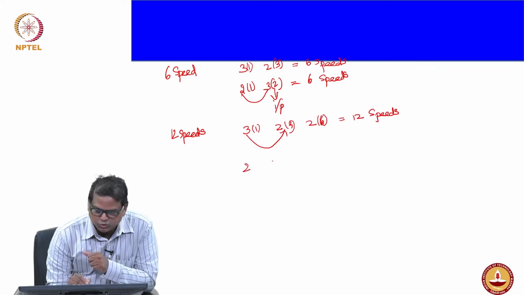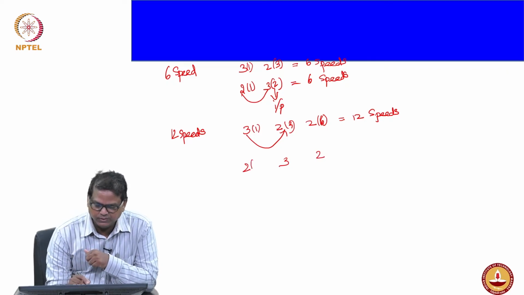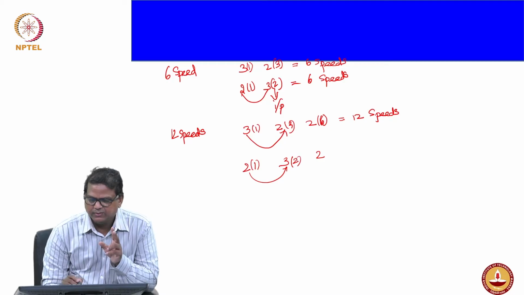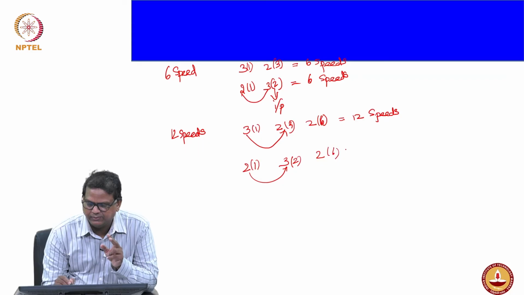How about 2, 3 and 2? How do you arrange it? How do we arrange? So, 1 input speed, 2 output. So, that should give me 2 output speeds. It goes here to the second stage. 2 into 3, 6, right. Then the 6 will be here, then 12 speeds.